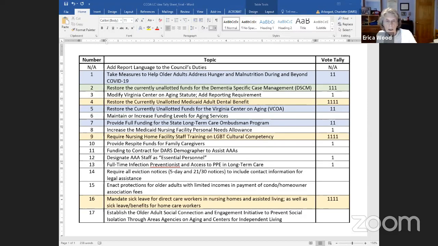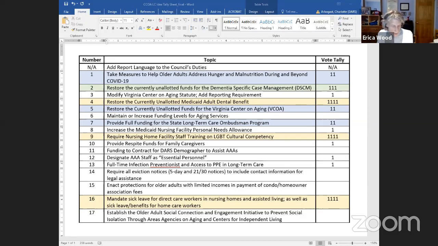And I want to talk a little bit about item number 1. Take measures to help older adults address hunger and malnutrition during and beyond COVID-19. So I submitted that, and also V4A submitted that. And we also had discussion of that at our legislative committee meeting last year, although in a narrower form. We were focused at that time on use of waiver funds for liquid nutritional supplements. But this is much broader.